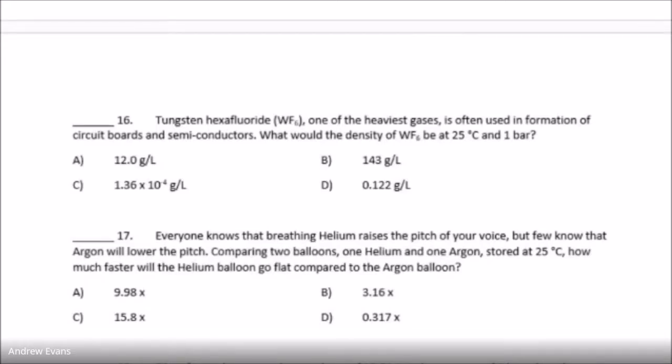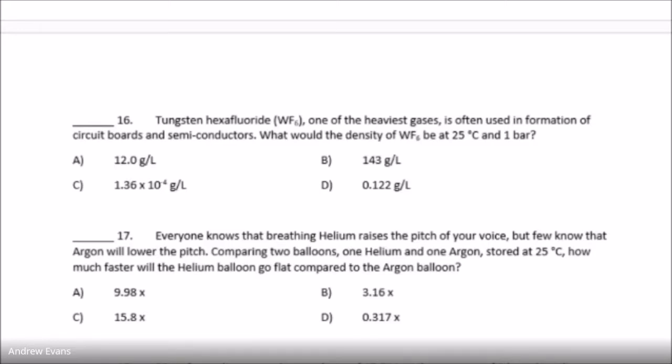Now, quick reminder, last class we had finished things relating to thermodynamics. So these last 10 or so problems will be relating mostly to the gas phase chapter. We have a variety of different questions here, but the first one: tungsten hexafluoride is one of the heaviest gases. It's often used in the formation of circuit boards and semiconductors. What would the density be for WF6 at 25 degrees and 1 bar?